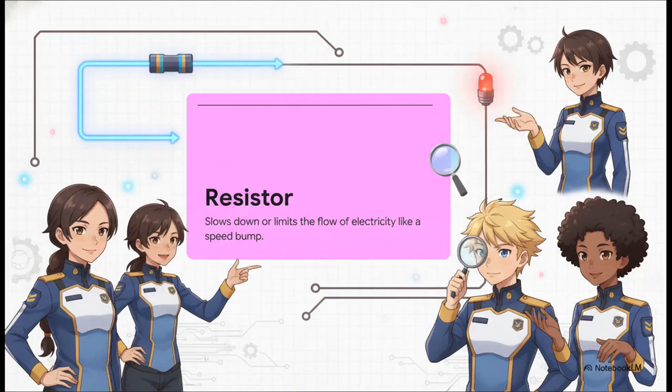Spot on, cadets. It is a resistor. Think of a resistor as like a speed bump in our circuit. It slows down the flow of electricity so our little LED doesn't just burn up from getting too much current. Seriously, imagine trying to take a sip of water from a blasting fire hose. That is exactly what happens to an LED without a resistor.